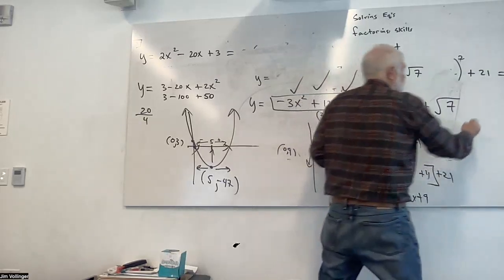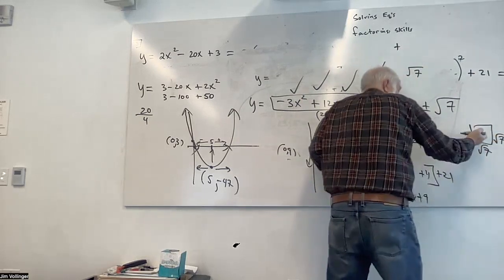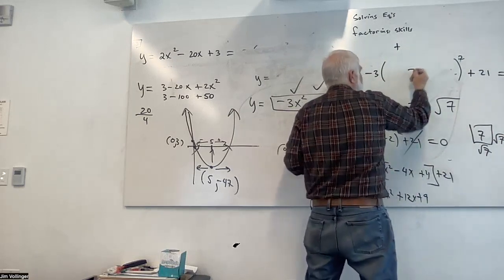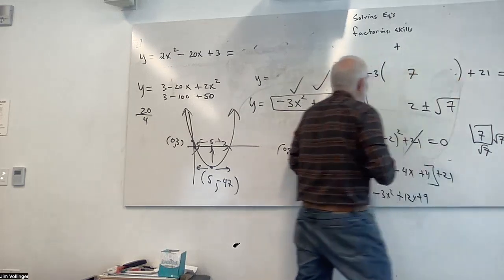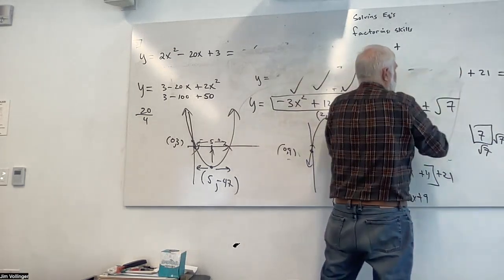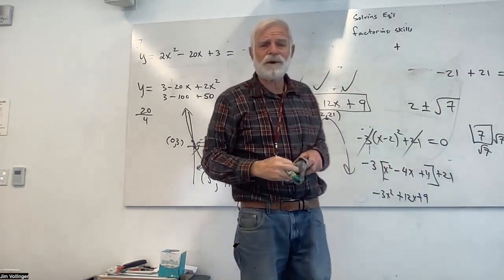Oh, yes. By definition, we said square root of 7 times square root of 7 is 7. So I'm going to get 7 out of this when I square. I think I know what 3 times negative 7 is. I think it's negative 21. And I think I know what negative 21 plus 21 is.